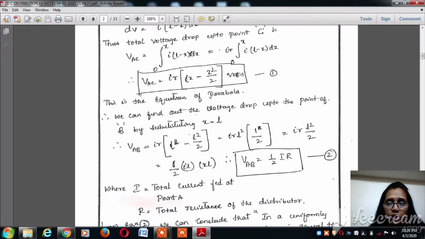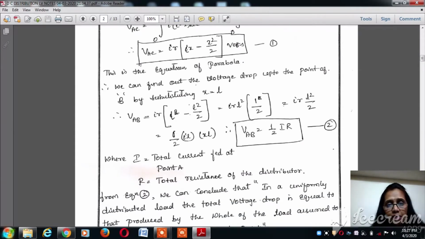So we can find the voltage drop up to the point B by substituting x equal to L, because we know that the total length is L, and up to the point C it is x, the distance from the feeding point A. So the distance from the point B is going to be L minus x. Similarly, using the same steps, we can find the total voltage drop. VAB is equal to I R into (L square minus L square divided by 2). So if we take I R L square out as common, that is going to be I R L square divided by 2.